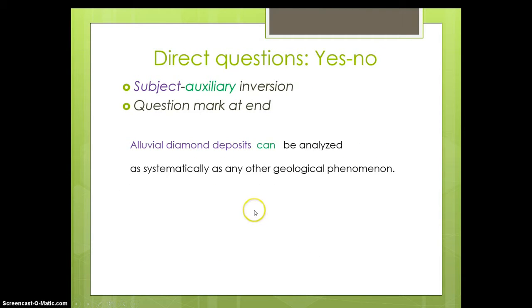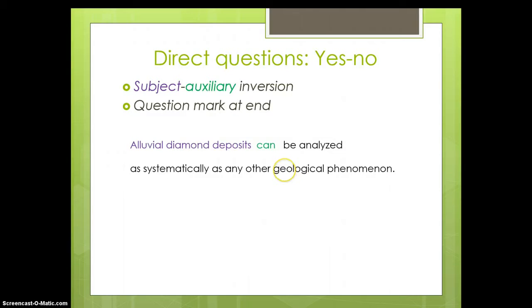So our first example here is: alluvial diamond deposits can be analyzed as systematically as any other geological phenomenon. I should say that this example and several others that we'll be working with are taken from exercise 4.8 in Robert Weisberg and Suzanne Bucher's book, Writing Up Research. Okay, so with that said, the two rules for direct questions in English are subject-auxiliary inversion and a question mark at the end.